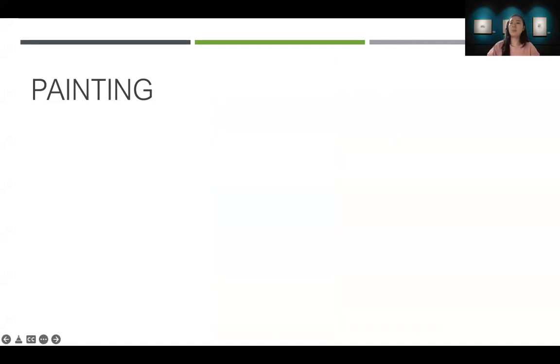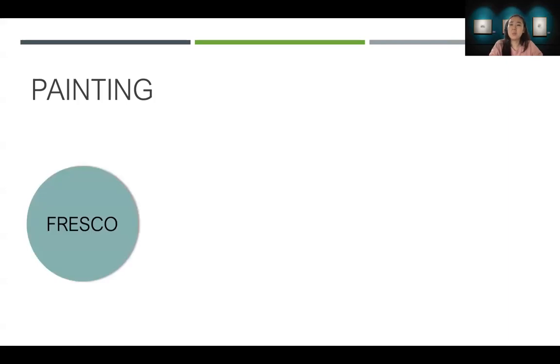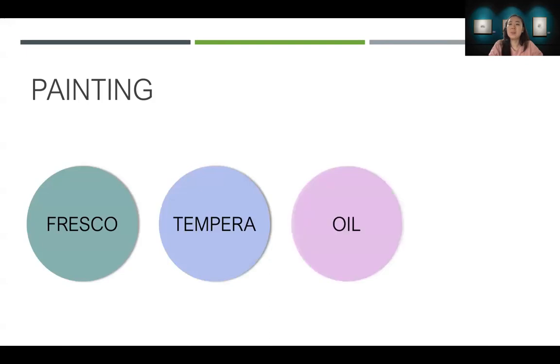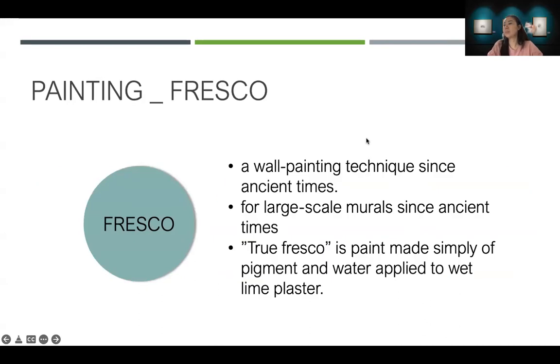So there are many types of paintings, but we are going to see four main painting mediums today. The first one is fresco, the second one is tempera, the third one is oil, and the last one is acrylic. So let's see one by one. Let's see the fresco painting first.